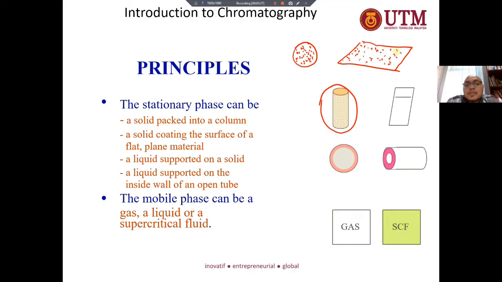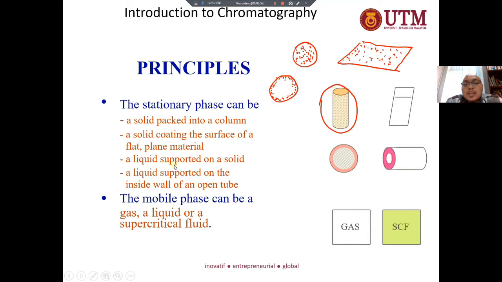Or a solid can be inside a wall as well. For example, you have the capillary column, or we can just call it the column. Inside the column, you can have the solid coating on the wall of the column. It can be like that as well.